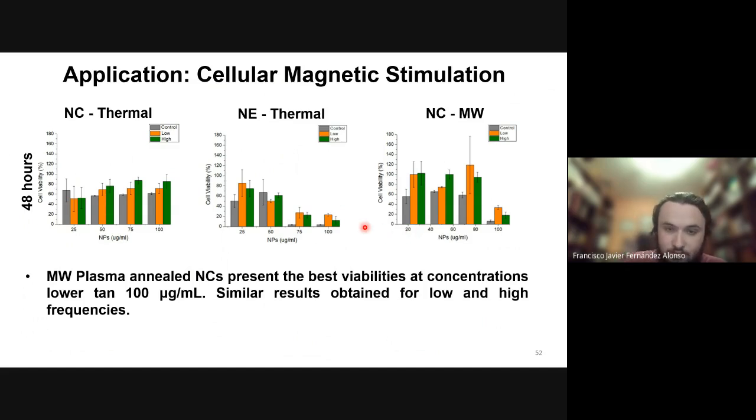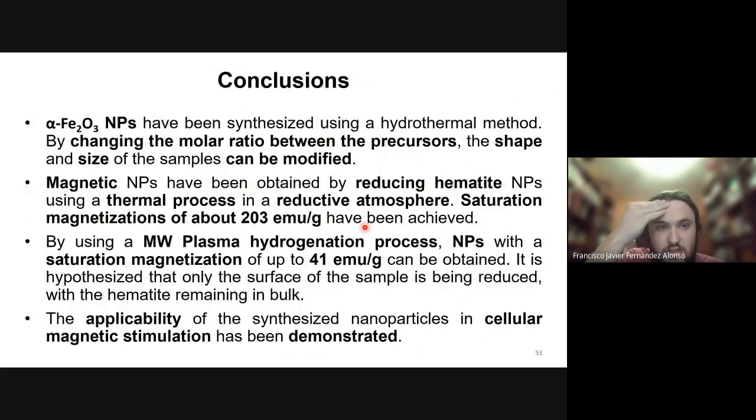high frequencies. So to conclude this third work, we have synthesized hematite nanoparticles by using a hydrothermal method. By changing the molar ratio between the precursors, the shape and size of the nanoparticles can be modified. Magnetic nanoparticles have been obtained by reducing hematite nanoparticles using a thermal process in a reductive atmosphere, and saturation magnetizations of about 203 emu/g have been achieved. By using microwave plasma hydrogenation, nanoparticles with a saturation magnetization of up to 41 emu/g can be obtained.